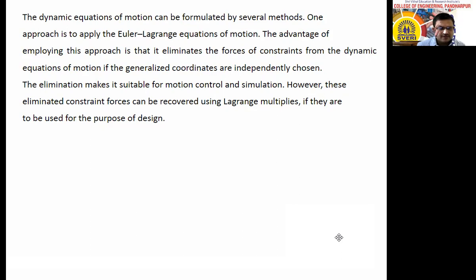Therefore, you must first of all study how to use the robot arm and these force constraints for dynamic equations. Why? Because in the case of Euler-Lagrange equations, the advantage of employing this approach is that it eliminates the forces of constraints from the dynamic equations of motion if the generalized coordinates are independently chosen.